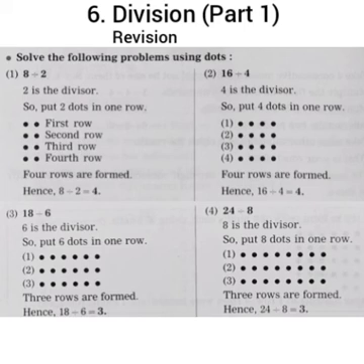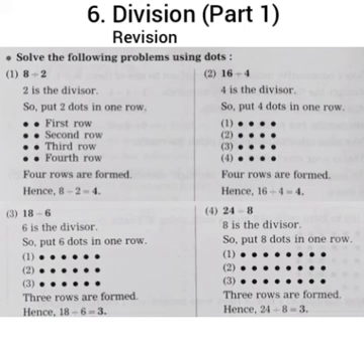Number 4. 24 divided by 8. 8 is the divisor. So, put 8 dots in one row. We have to divide 24 dots into 8. In first row, 8 dots. In second row, 8 dots. In third row, 8 dots.